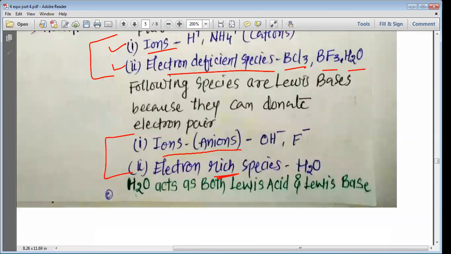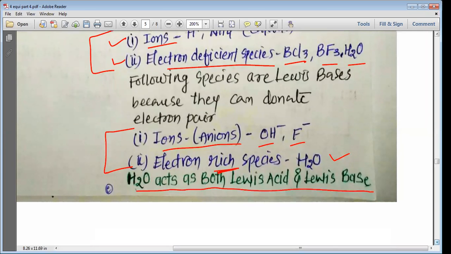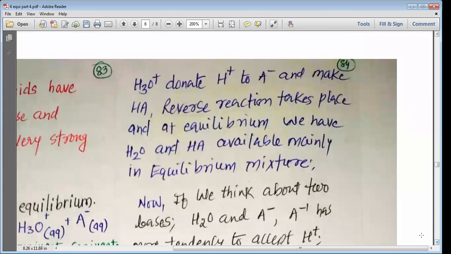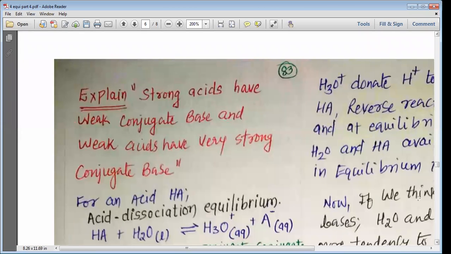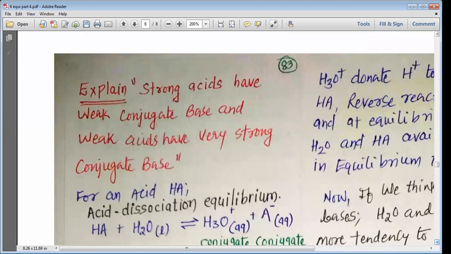Same way, if you look into the ions, we can see OH minus ion and F minus ion are Lewis bases. And we can see that the electron rich species is water. So please remember, my dear students, that H2O acts as both a Lewis acid as well as a Lewis base. And this is how we understand the concept of Lewis acid and Lewis base. Still, if you are not able to understand the Lewis acid base concept, please ask me if you have any doubt.